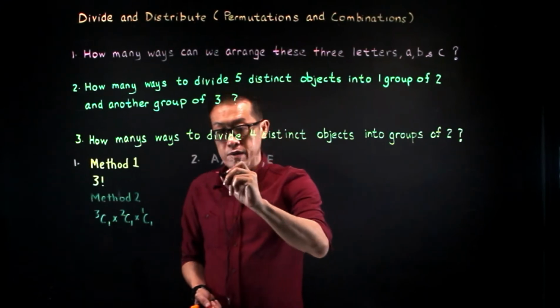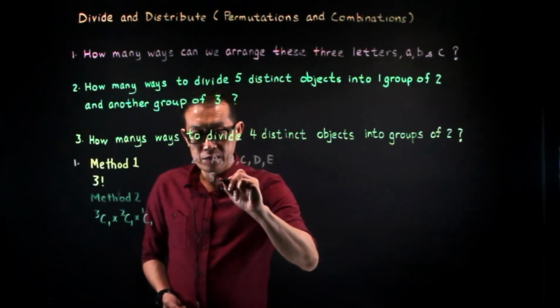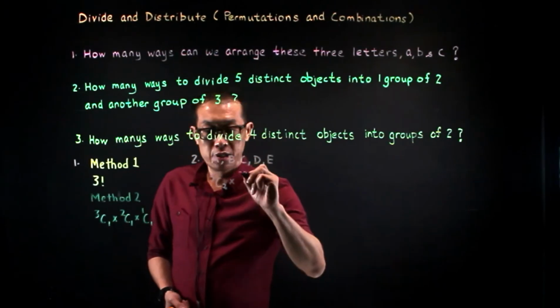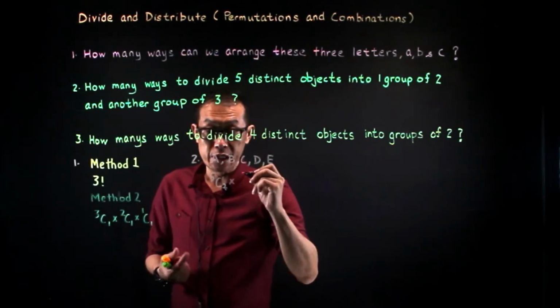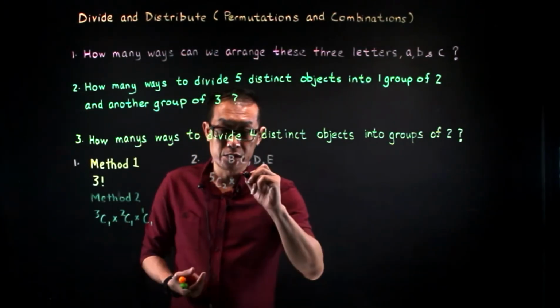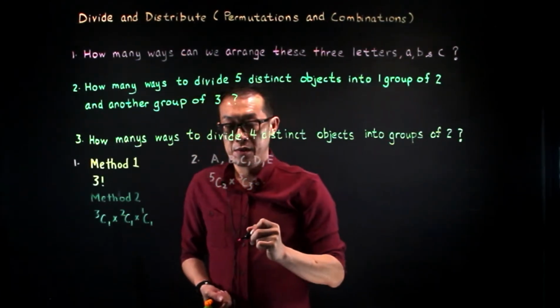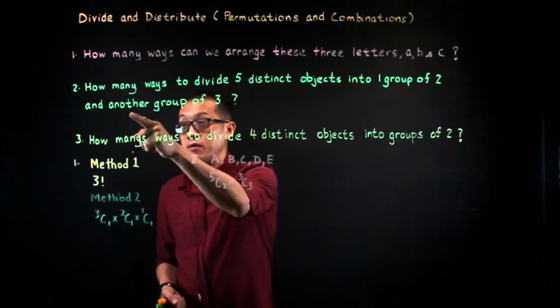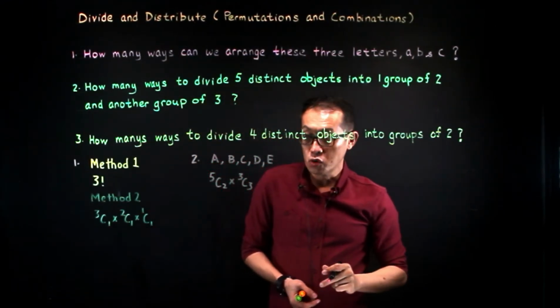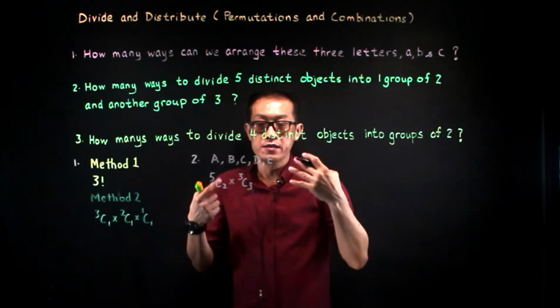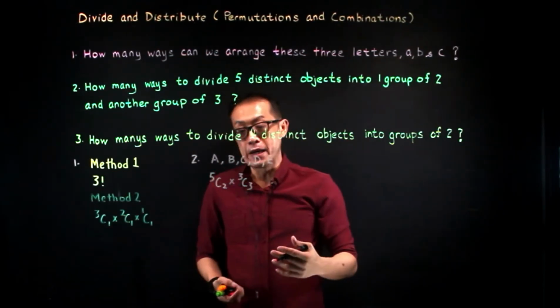Alright, so you have 5 choose 2 times. Now choose 2, you're left with 3. So you choose 3 out of 3, so it's 3C3. That is the answer for number 2. Now let me list it out, so that you can understand it better.